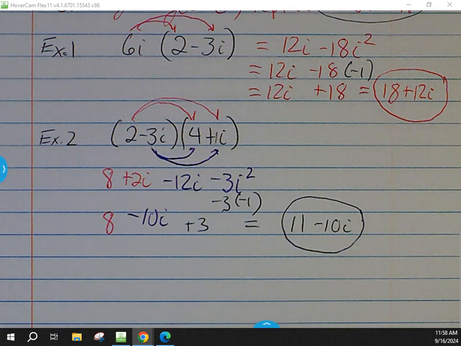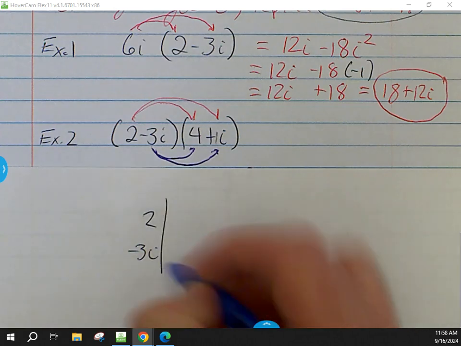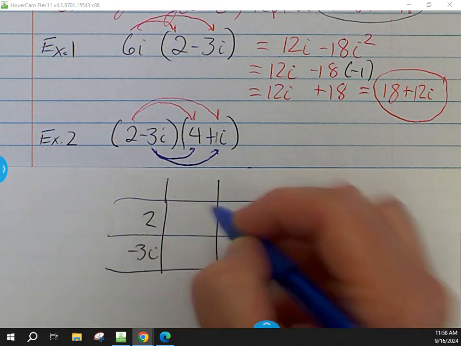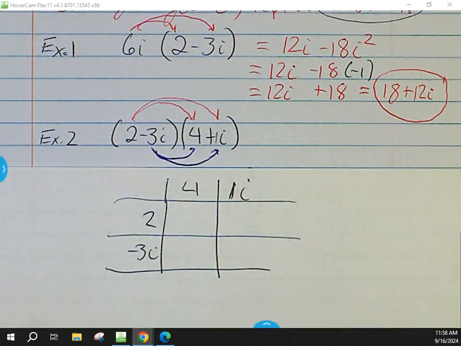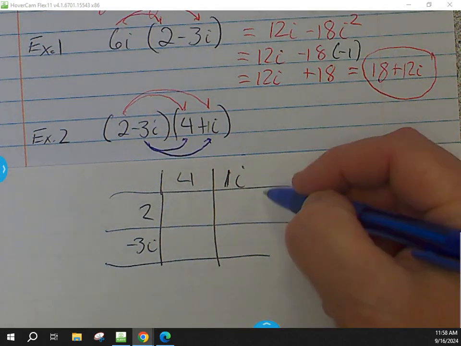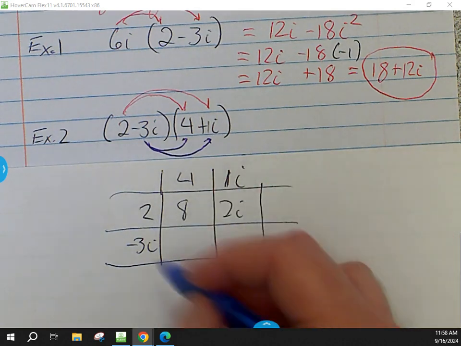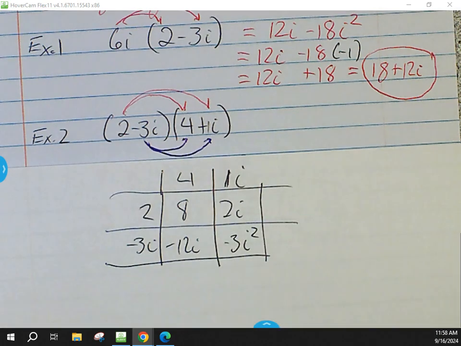Now, people are taught different things in different ways. Some people did that same multiplication with the box. If you did the box part of it, that works out okay, because then you've got 2 times 4 for 8. 2 times 1i would be 2i. 4 times 3 would be negative 12i. And that one you get a negative 3i squared. If you do it that way, it's the same thing.